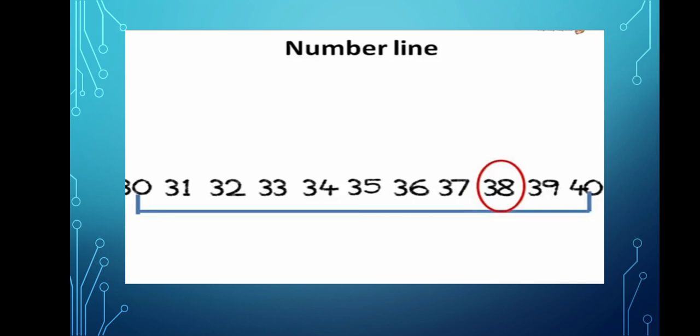The given number is 38. It is between the benchmark numbers, that is 30 and 40. If you see closely, 38 is closer to 40 as compared to 30. There's a long way to go back to 30, but it is just near to 40. So we can round up this number 38 to 40. Hope you are understanding it.